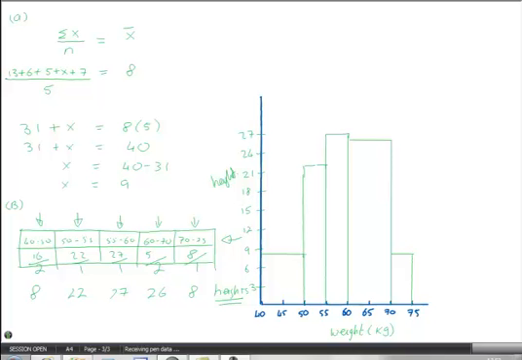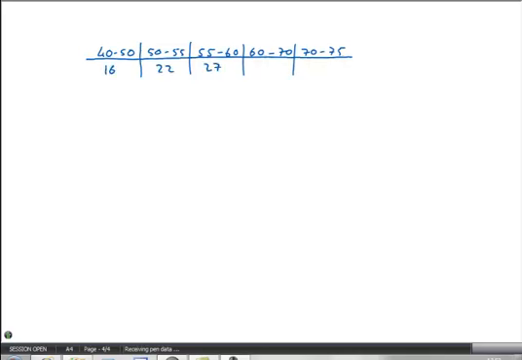Okay, last part of the question then. You're just asked to calculate the mean or the average using mid-interval values. So once again, just very quickly, 40 to 50, 50 to 55, 55 to 60, 60 to 70, with frequencies 16, 22, 27, 52 and 8. And that's the mid-interval value.